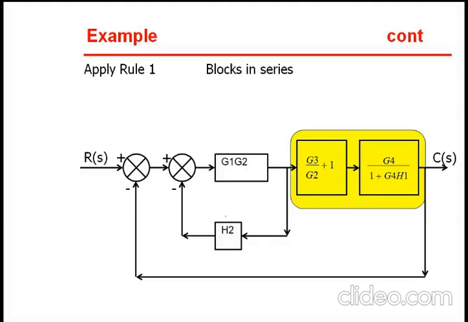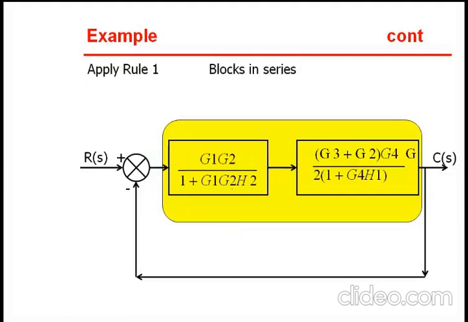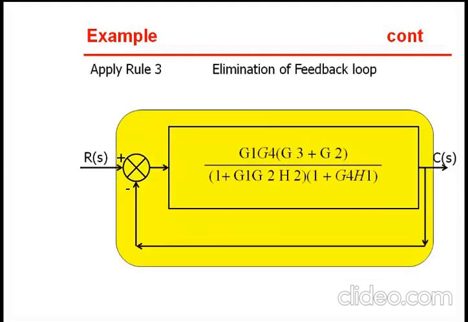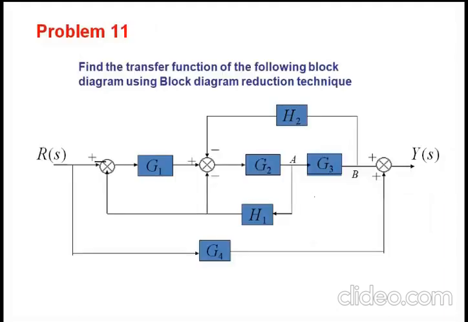H2 must be eliminated because this H2 is in feedback with G1 and G2. So your next step is to eliminate this H2. After eliminating it, you will get G1 G2 by 1 plus G1 G2 into H2. Then the resultant block will be in series, and we multiply these two. And finally the last step: this is in feedback with this unity feedback, that is H equal to 1, and you will get the final answer as this one. Take a screenshot of this. We do a number of problems like this.